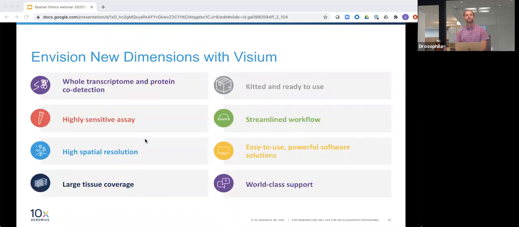So hopefully I've convinced you all that the Visium product line offers whole transcriptome and protein co-detection. It's very sensitive, gives you great resolution, and you can have large tissue coverage, the whole tissue section. We provide this to you with kitted, ready-to-use reagents that don't need any kind of expensive capital equipment to go along with it. It's a streamlined workflow that comes along with easy-to-use and powerful software. And it's coupled to 10x Genomics' world-class support team to help you through all of your problems.